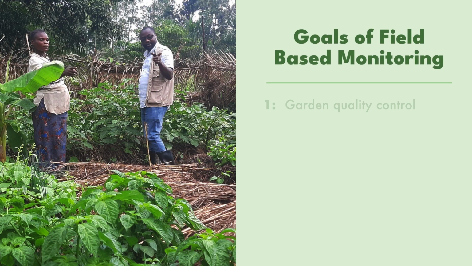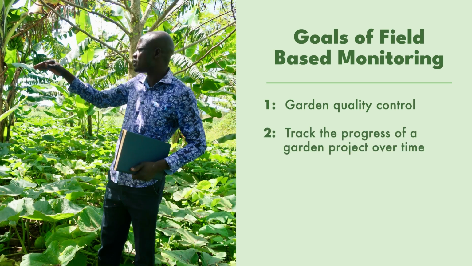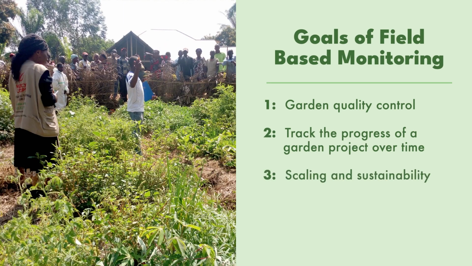First, we can check the quality of the permagardens in our project. A project manager can use the Permagarden minimum standards to determine the quality of the gardens within the project area. Knowing this can help them understand why the garden did or did not achieve its intended goals. Second, we can track the progress of a garden project over time. Third, monitoring helps us to identify any issues that have arisen when scaling from a pilot to a larger project.